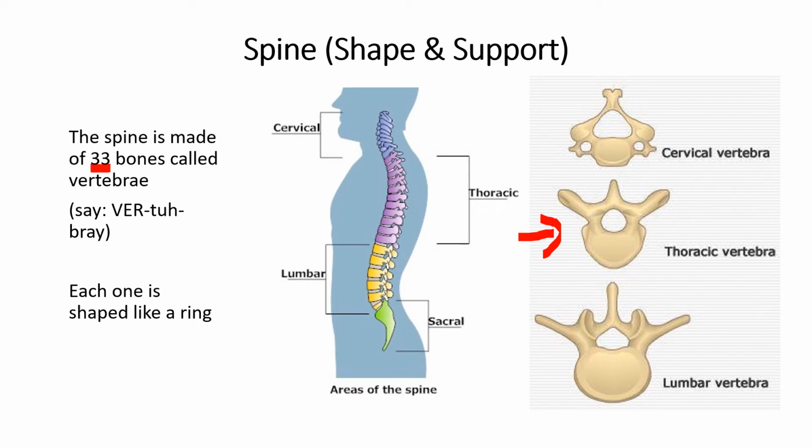So we have 33 vertebrae in the spine. That's what I want you to try and remember from this one. And that the vertebrae look like this, and they get stacked on top of each other to make up the full spine. So the spine isn't one full bone on its own. Okay, well done. Let's move on.